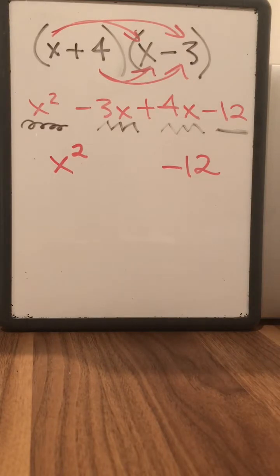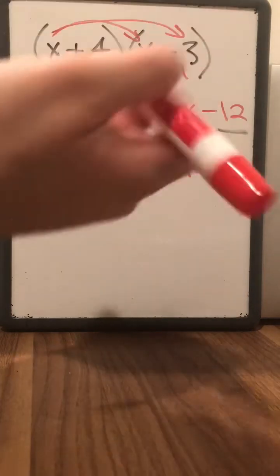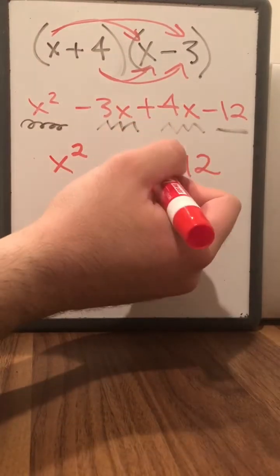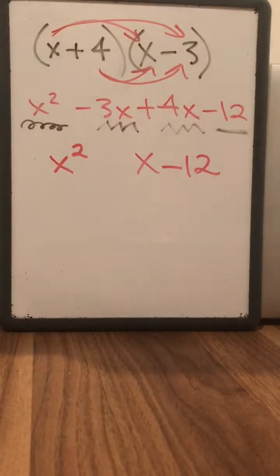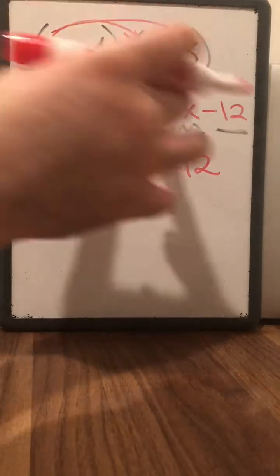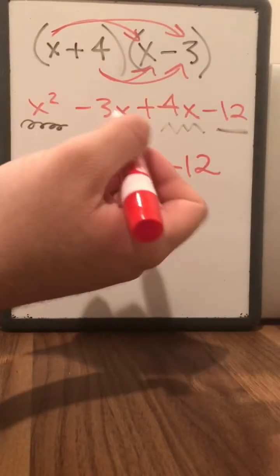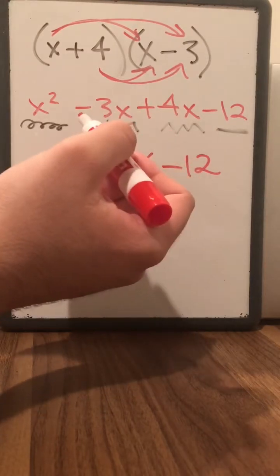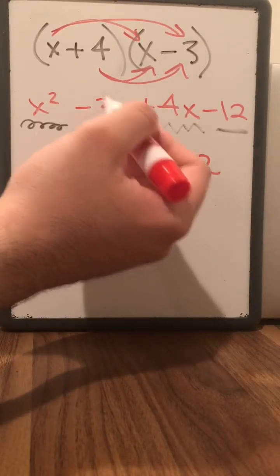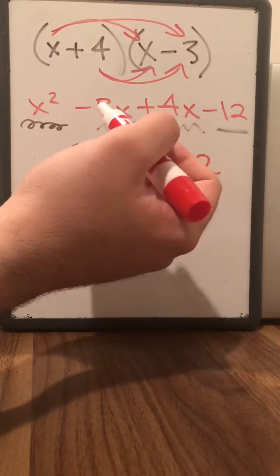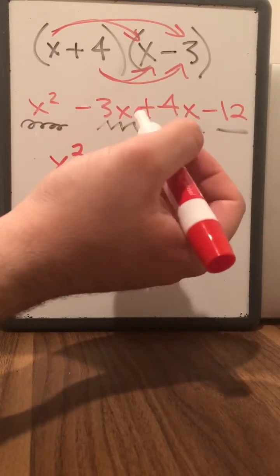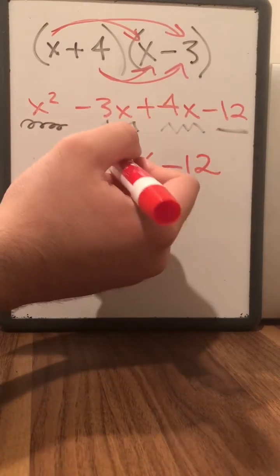All right, and now we have to combine -3x plus 4x. So whatever the variable is, that's just going to stay the same. So it's going to stay as an x. We're not going to cancel out or anything. The x is going to stay. But what you have to do to figure this out is actually do -3 plus 4. So -3 plus 4 is +1.